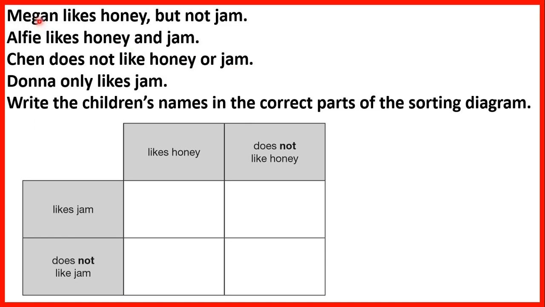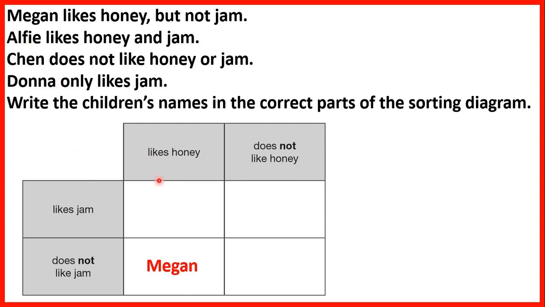So first let's look at Megan. She likes honey, so she'll be under this column here because that's the column for likes honey. But she does not like jam, so she'll need to be in this row here. So we write Megan's name in this box because that shows that if we go up, she likes honey, and if we go to the left, she does not like jam.